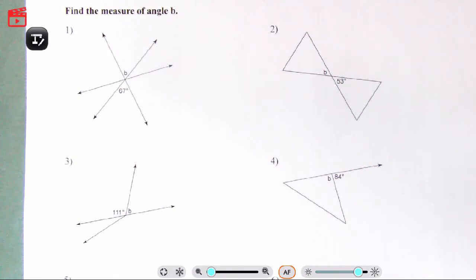Today we're going to be talking about some of our angle relationships. This is an introductory video. This is also practice, so you should have already gone through angle relationships like vertical angles, supplementary angles, complementary angles, linear pairs, things like that in your math class. And we're going to take that knowledge and apply it to this worksheet and be successful at it. All right, let's get started.